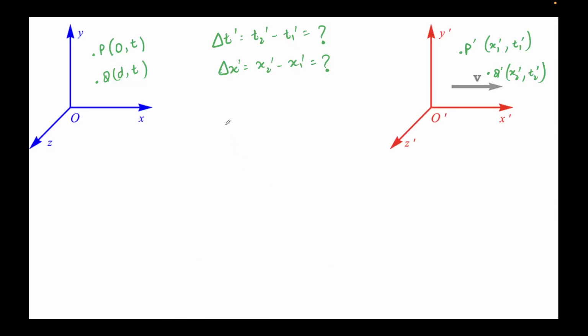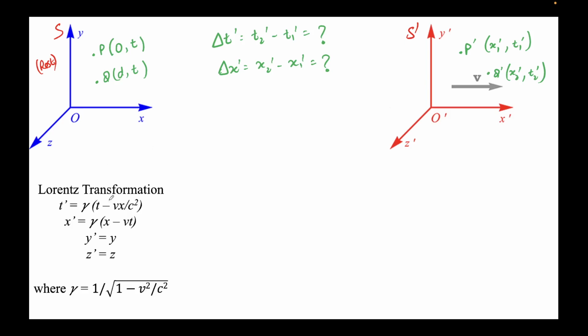Now I have just reproduced the problem here. This is again the frame S, which I have assumed to be at rest, while the frame S prime moves at a constant velocity v with respect to S. We were given two events P and Q with the coordinates 0, t and d, t here. Correspondingly there will be the same two events here, P prime and Q prime. We are required to find the intervals in the S prime frame, that is delta t prime and delta x prime. Now this is a straightforward problem.